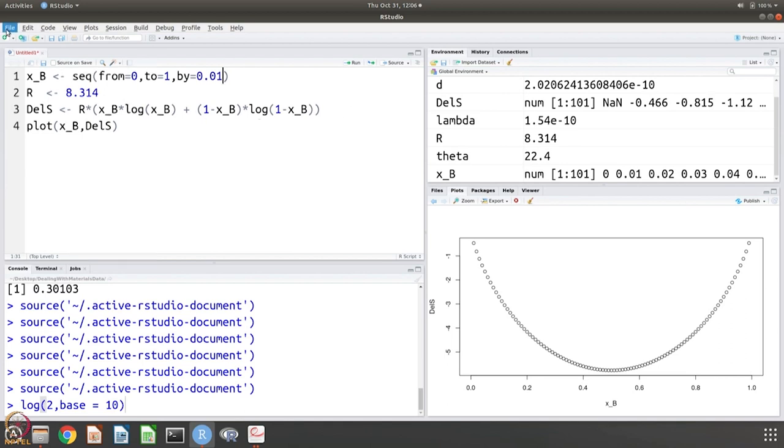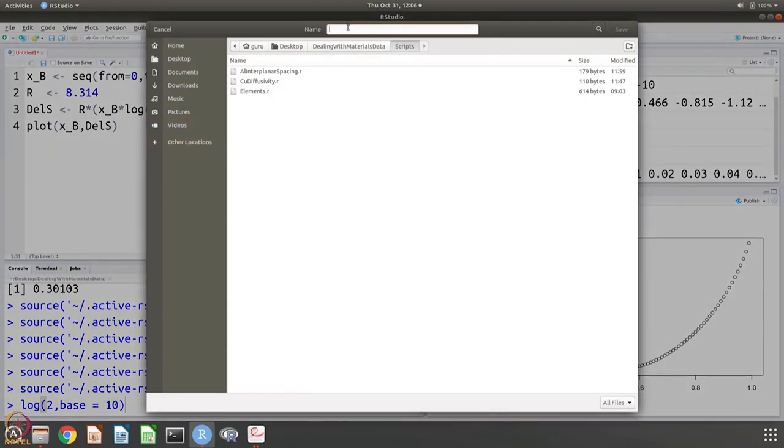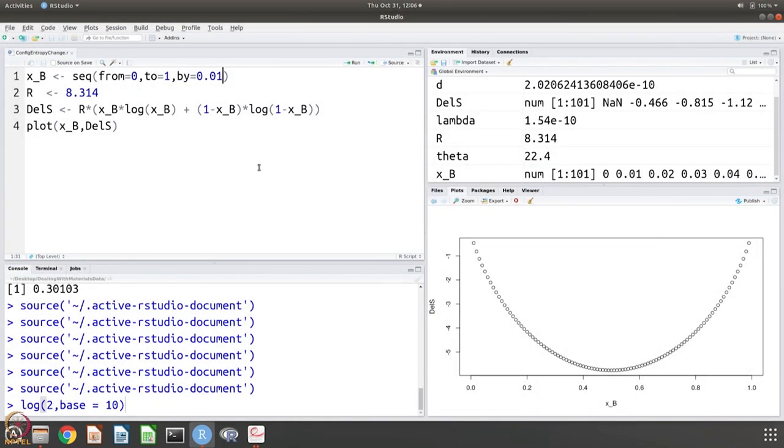So, we can save it. We can save as configurational entropy change.R. So, we can use it for the future. So, this is another example of plotting.